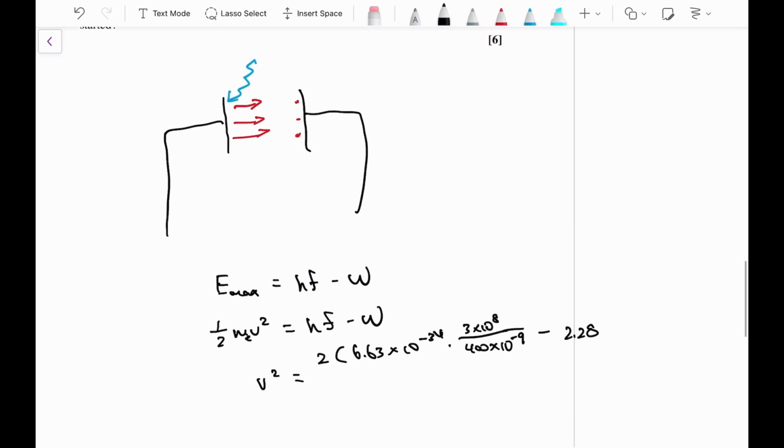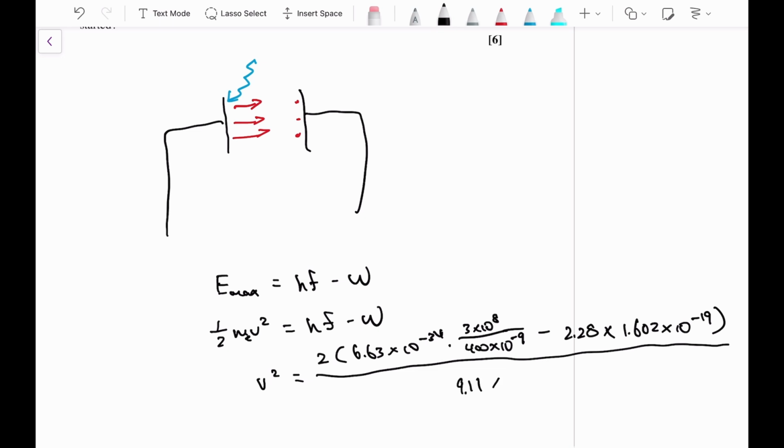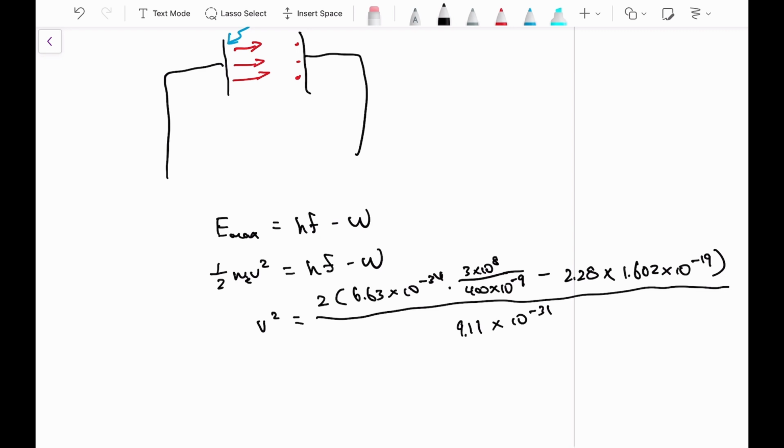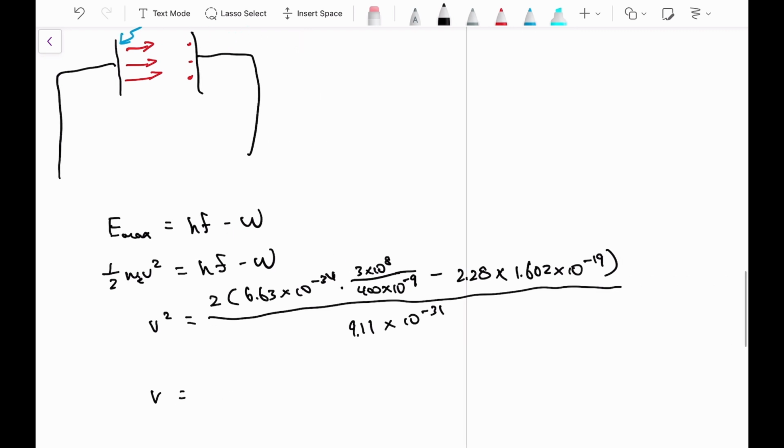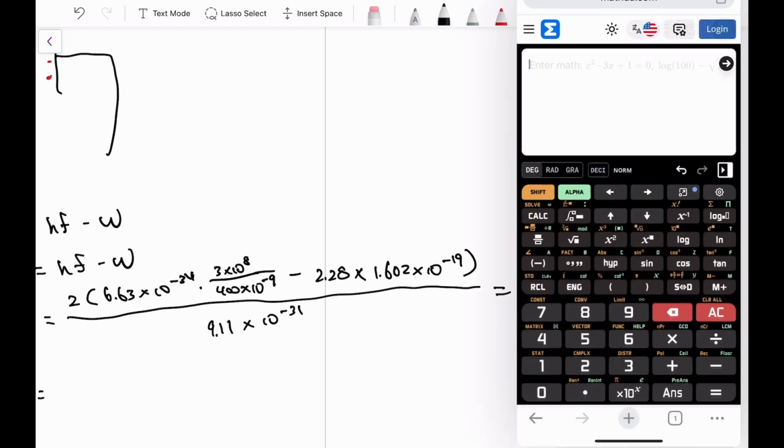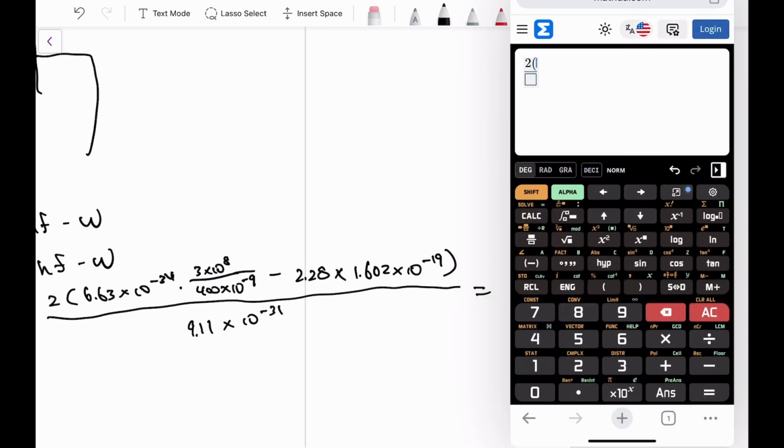And then I'm going to convert it into joules, so that will be times the elemental charge. And then down there, it's divided by the mass of an electron, which is 9.11 times 10 to the minus 31. Then we can put this entire thing into a calculator and get a value for the velocity of the electron.